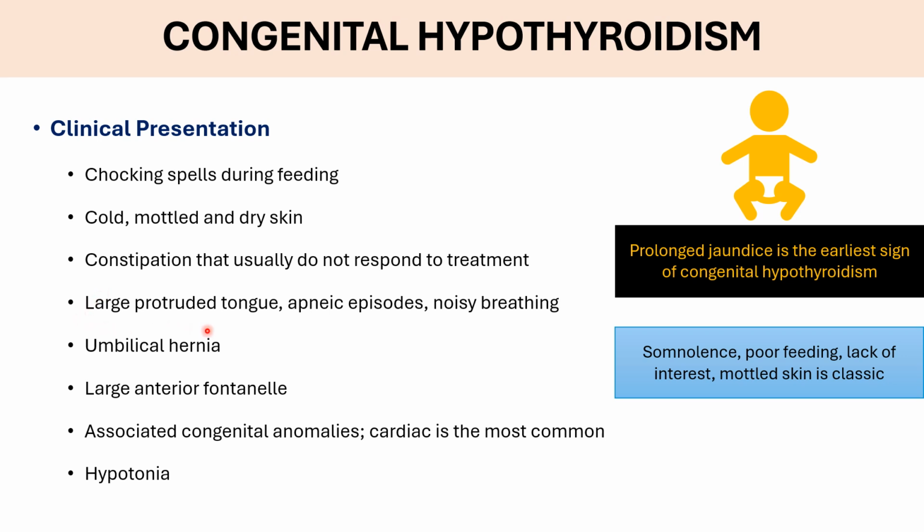treatment, large protruded tongue, apneic episodes or noisy breathing, umbilical hernia, large anterior fontanelle, associated congenital anomalies, cardiac is the most common, hypotonia. Very important to know the early sign. Prolonged jaundice is the earliest sign of congenital hypothyroidism, along with somnolence, poor feeding, lack of interest, mottled skin. These are the very classic symptoms in early presentation of congenital hypothyroidism.